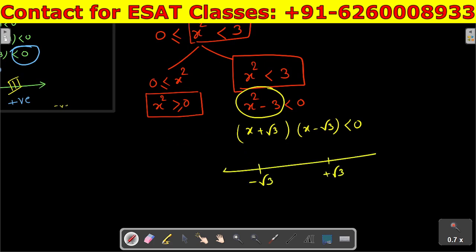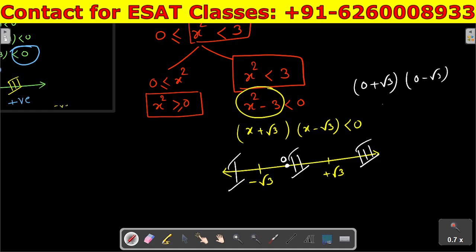So my number line again gets divided in three parts. So we have to find the sign of any one segment. Let us suppose this is the first segment, this is the second segment, and this is the third segment. Again, as I told, substituting 0 is very simple, and 0 is lying in the middle region, the second region. So I am substituting the value 0. When we put x equals 0, you will get 0 plus root 3 multiplied by 0 minus root 3. So we are getting positive multiplied by negative, so overall negative. So in the second region, I will have a negative sign.